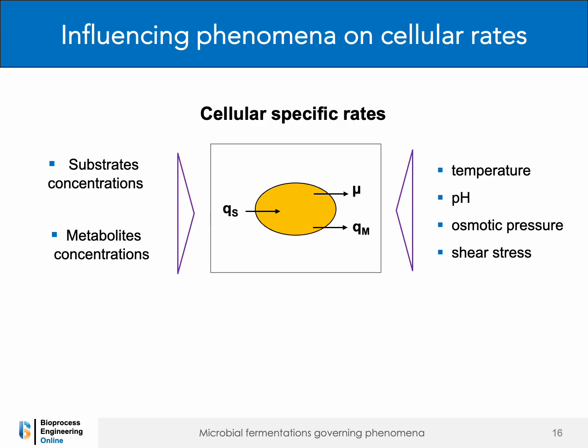Cellular-specific rates are dependent on many environmental parameters that generally change during cultures. First, the concentrations of the substrates or nutrients in the culture medium. There are the concentrations of carbon source, nitrogen source, dissolved oxygen. Second, the concentrations of the excreted metabolites and products. Third, physicochemical variables such as the medium temperature, pH, and osmolarity. Cells may also be affected by the physical stresses induced by the medium stirring.